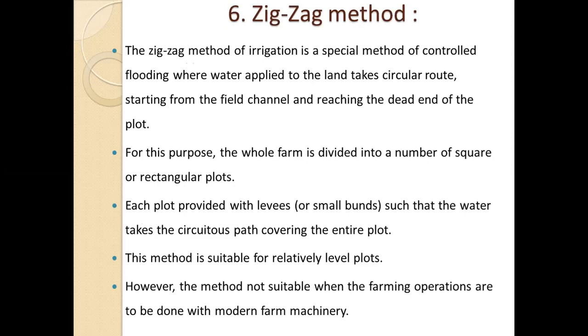The last method is the zigzag method. The zigzag method of irrigation is a special method of controlled flooding where water applied to the land takes a circuitous route, starting from the field channel and reaching the end of the plot. For this purpose, the whole farm is divided into a number of square or rectangular plots. Each plot is provided with levees such that the water takes a circuitous path covering the entire plot. It is mostly suitable for relatively level plots. The method is not suitable when the farming operations are to be done with modern farm machinery.